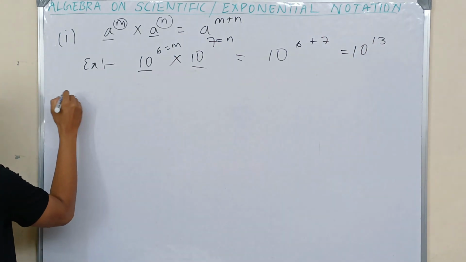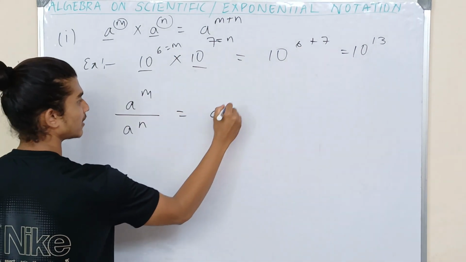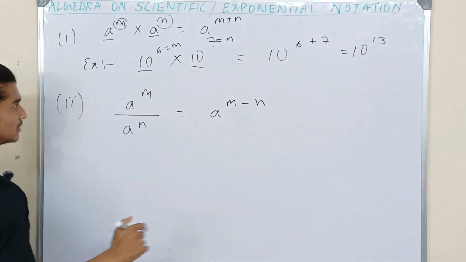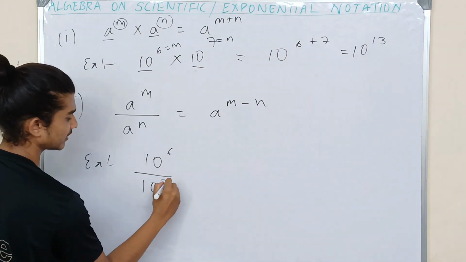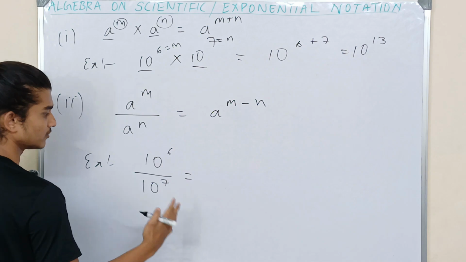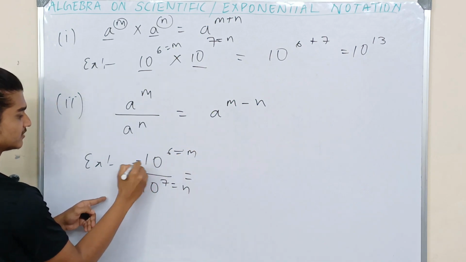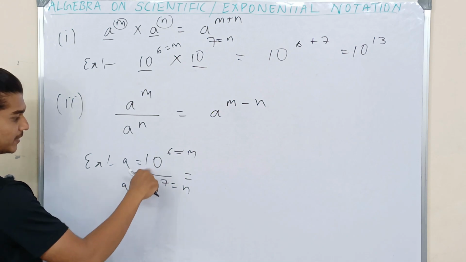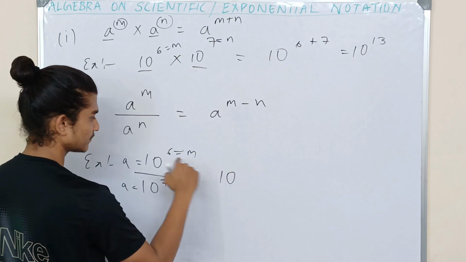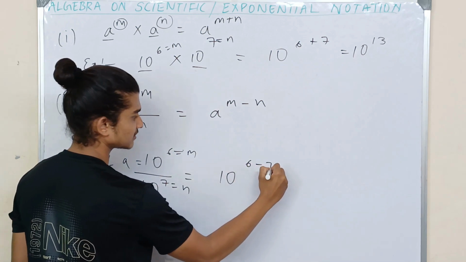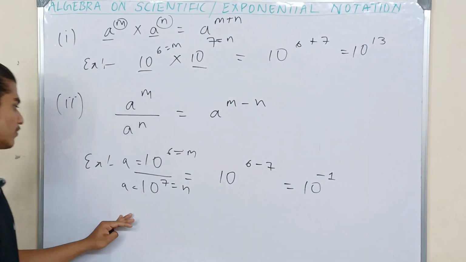The second rule is a to the power m divided by a to the power n is equal to a to the power m minus n. Let's talk about a few examples. 10 to the power 6 divided by 10 to the power 7, I'm going to take the same numbers. In this case, this is your m and this is your n, and your base is a. As the base is the same and the exponents are different, you can use this rule. So 10 to the power 6 minus 7, which is equal to 10 to the power minus 1. So this is the second rule which you have to remember.